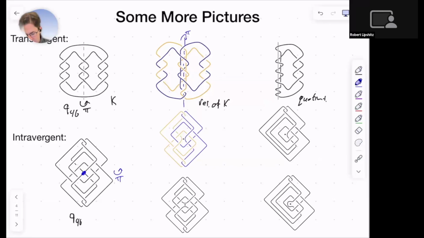You see that you have a knot in S3. And here's the intravergent picture for the same knot. Resolving it along the axis, there are two different ways to do it. Once you resolve that crossing, you have either a knot there or a link there. You can take the quotient, and it doesn't matter which way you resolve it in terms of taking the quotient, except that where the axis is is slightly different.